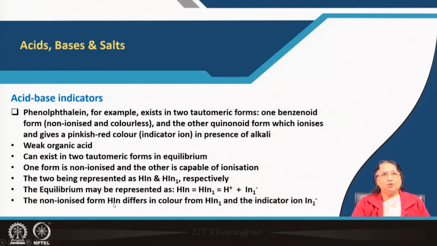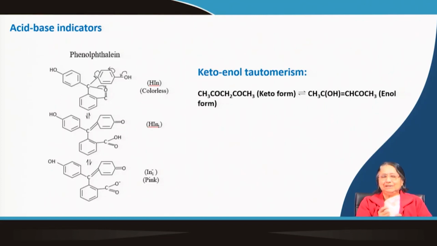The non-ionized form HIN differs in color from HIN1. Okay. So, the color of this one and this one is different, and obviously this is the color of the ionized form. And the indicator ion, so the color of HIN is different from that of the IN1 minus. Okay. Now, here comes the structure of phenolphthalein. This is the structure of phenolphthalein.